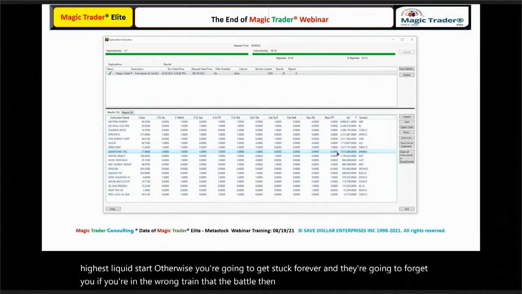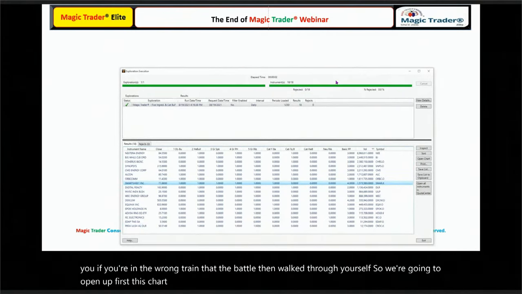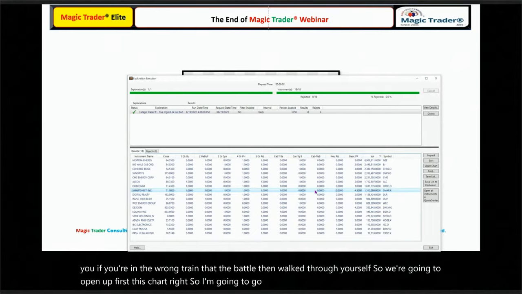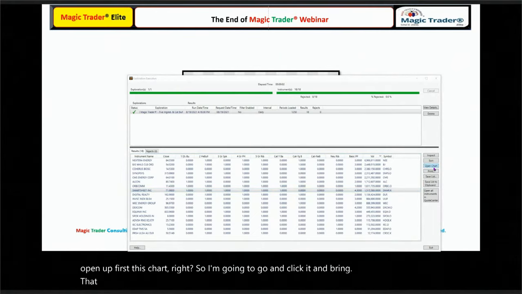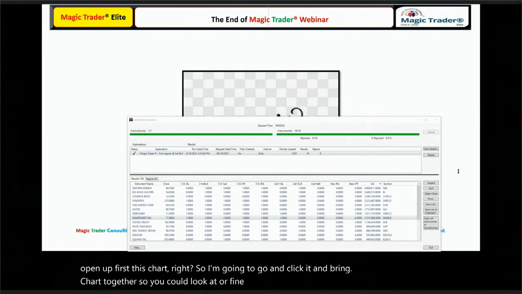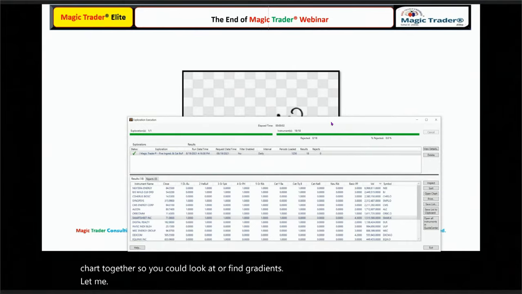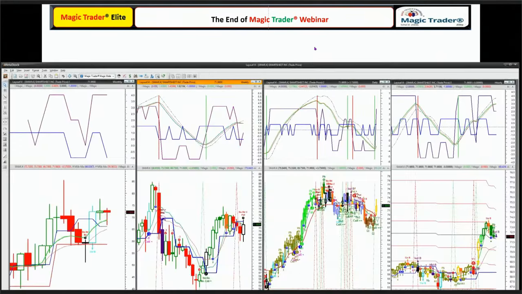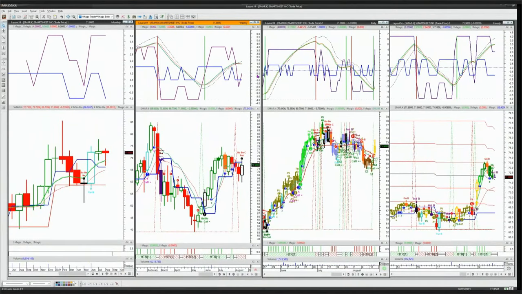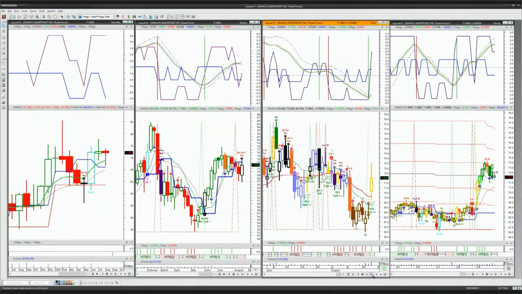So we're going to open up this chart first. I'm going to click it and bring that chart over so you can look at all five ingredients. So let me move this one over. We are not done, but I just want to show you. I'm going to bring the chart over and then click some of them. So I scan the daily chart, right? And look at here.